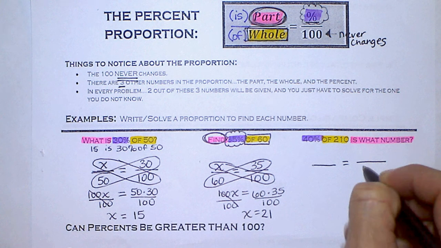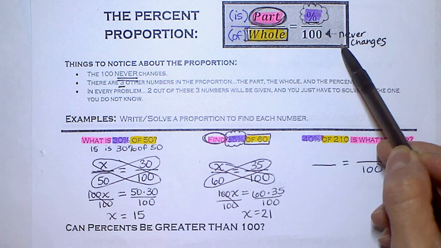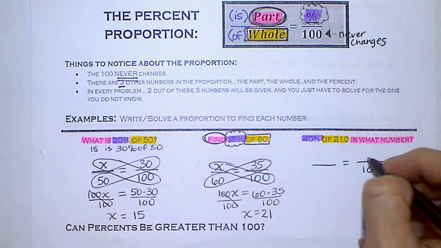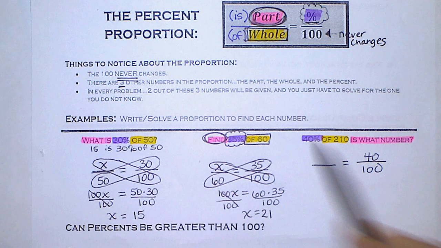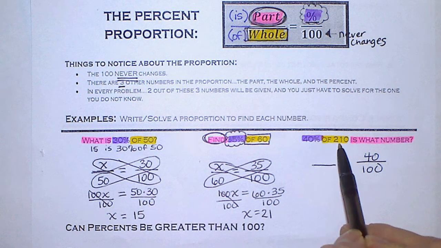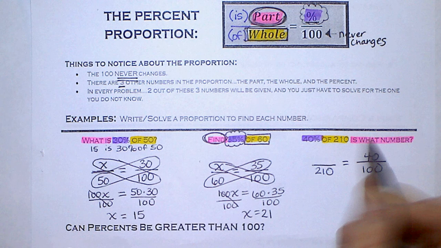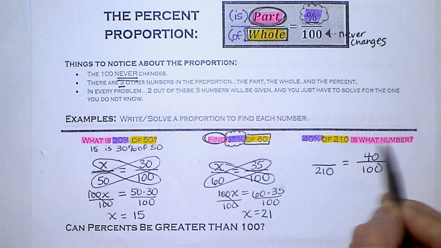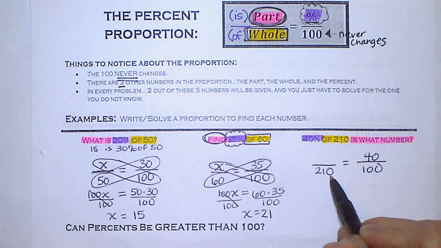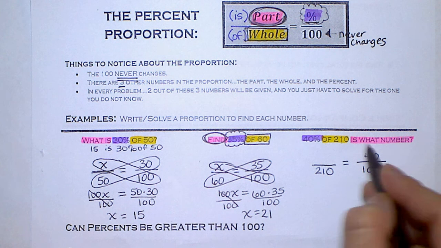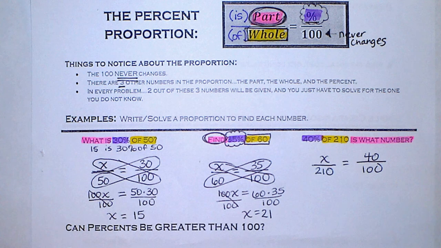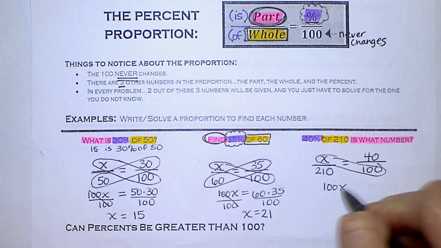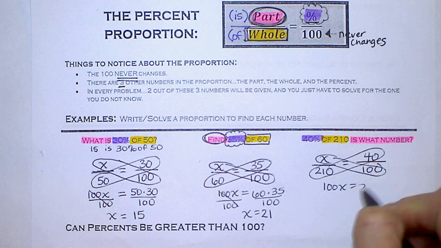Remember, this bottom is 100. It never changes. So it's always 100. The percent always goes above that, so that's our purple, or 40%. Of always goes down at the bottom. Now be careful, even though this appeared first in our question and our part appeared second, 210 still goes on the bottom. Of, or is what number? That's our x. And we're going to solve using cross products. So 100x equals 210 times 40.